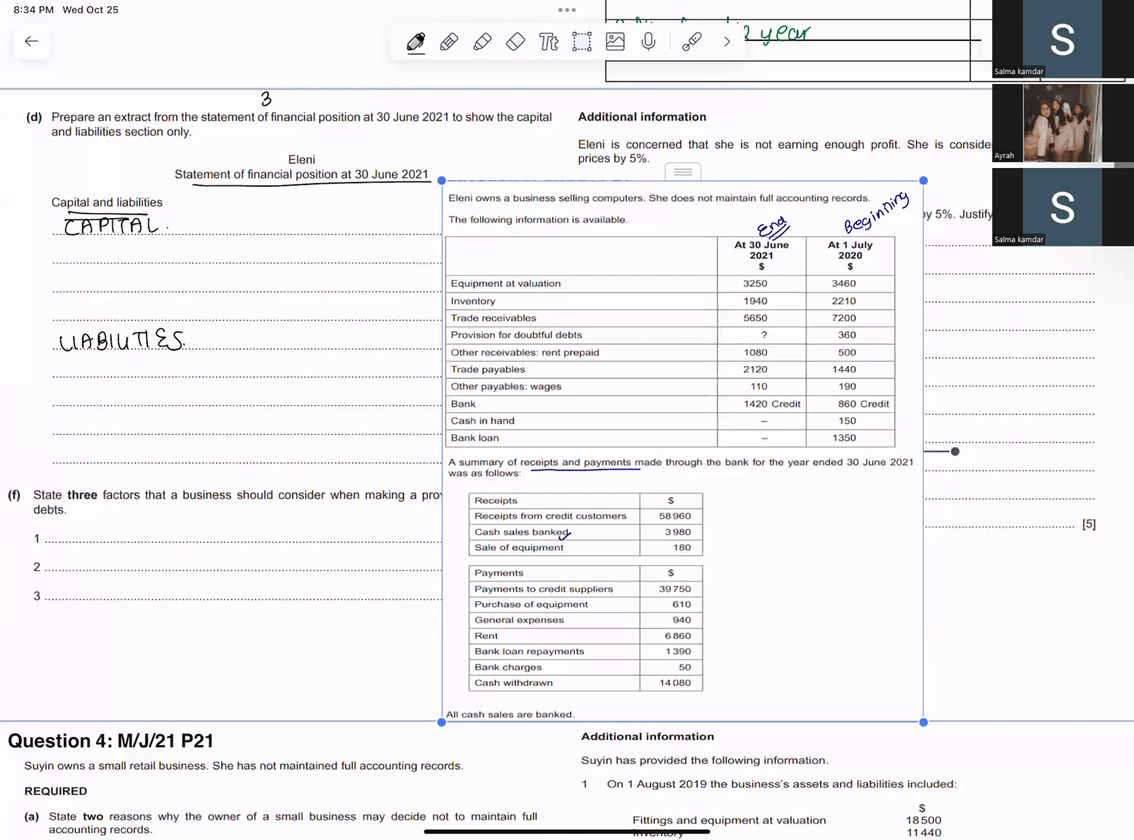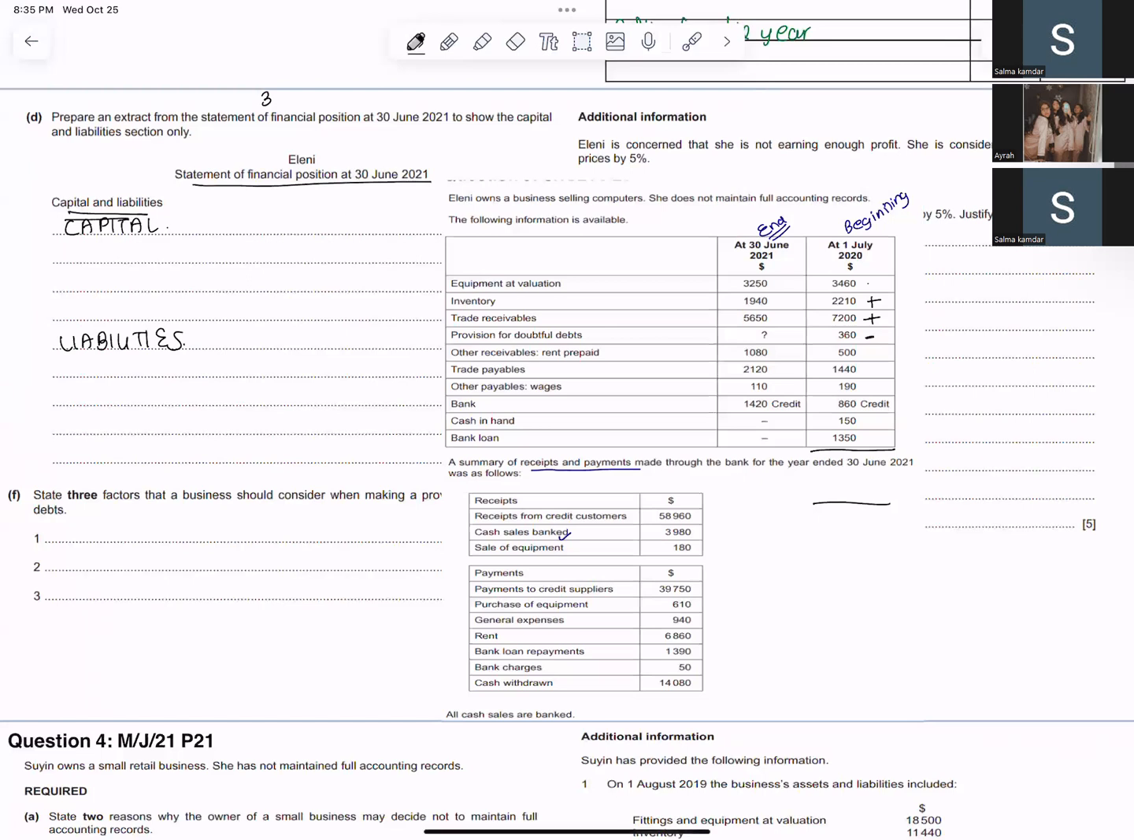Can you see any capital roughly over here? No, nothing regarding capital. That means you have to find the capital also. Capital at the start is all assets minus all liabilities, that means all the debit minus the credit. So equipment plus inventory plus trade receivable minus the provision.